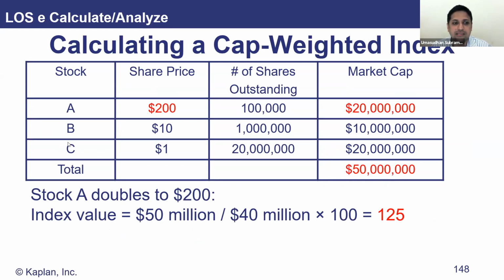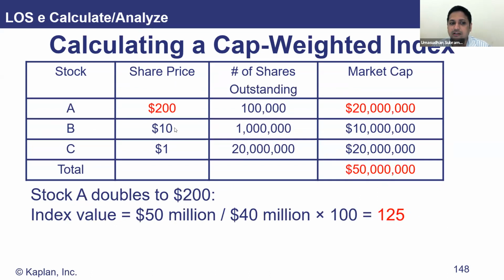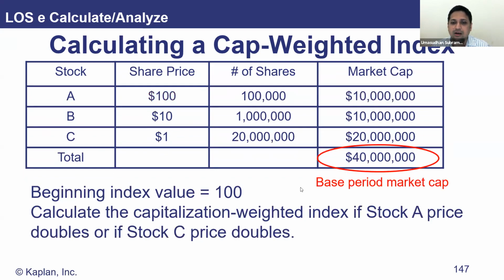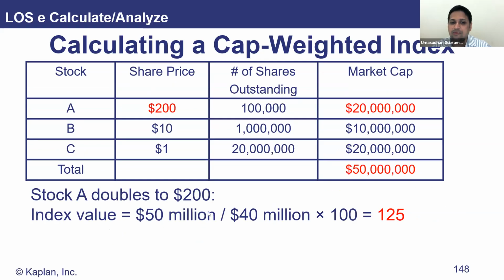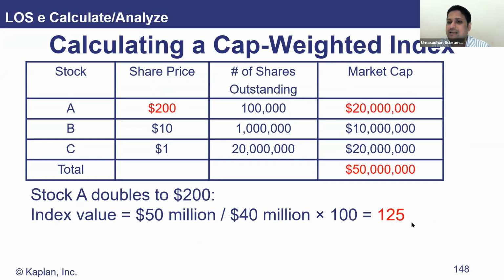So look at this: A, B, C. You've got your share price 200 times 100,000. Your market cap is 20 million. Why am I increasing? Because I'm increasing that from 100 to 200. Everything else remains unchanged. So the market cap of B and C remains unchanged and you've got a total of 50 million. So now we are going to say 40 million is 100. So what about 50 million? 100 divided by 40 times 50. So your new index will be 125.